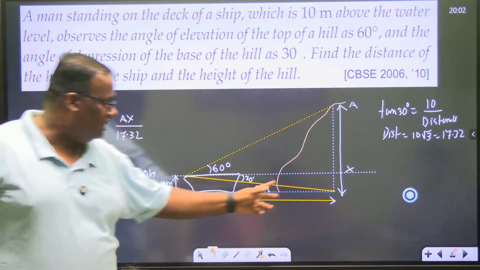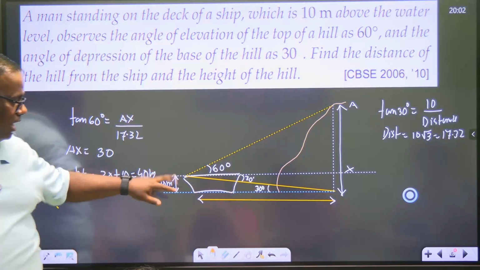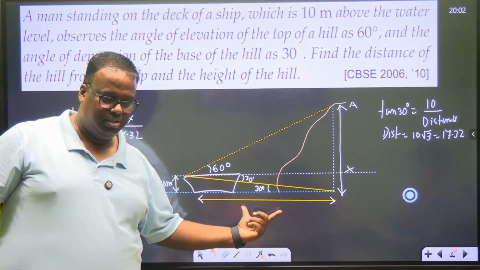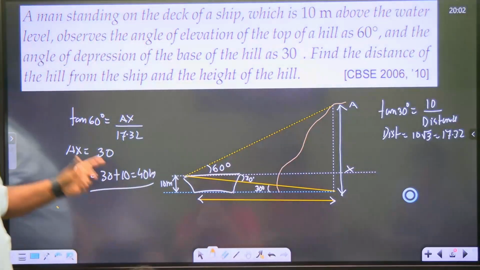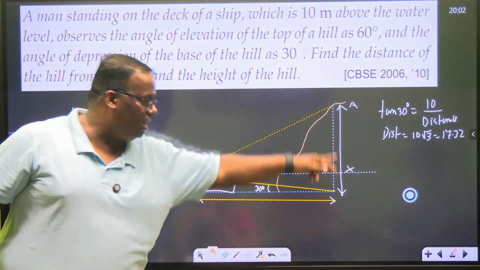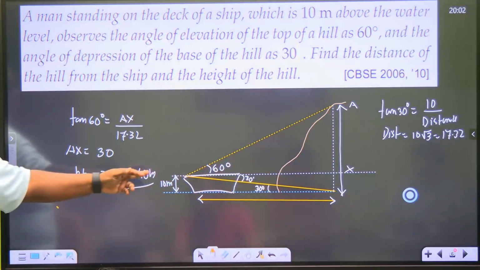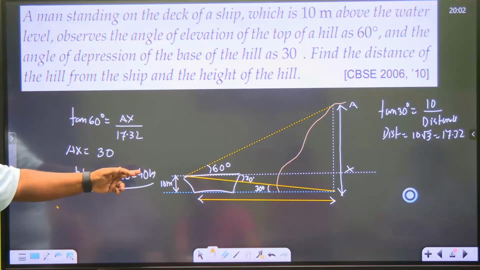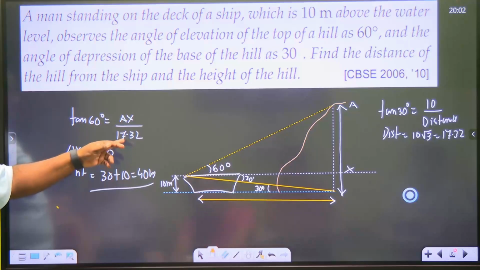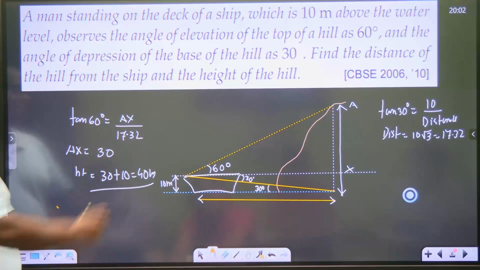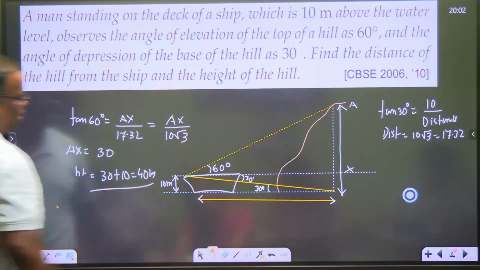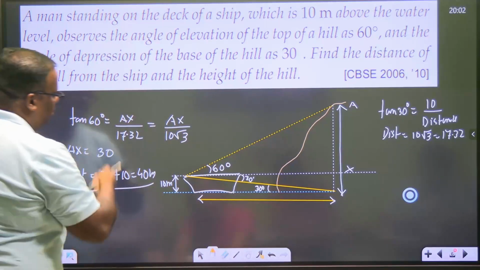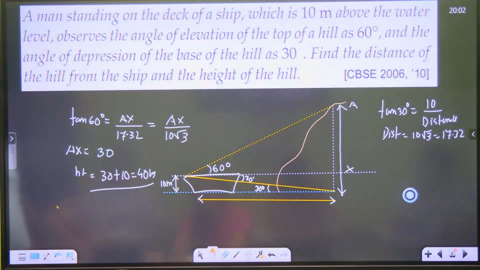If you take tan 30 degrees, you get 10 divided by root 3. Therefore, the distance is 10 root 3. Right? And if you take 60 degrees, then you get AX by 10 root 3. And tan 60 is root 3. Root 3 into root 3 is 3, and 3 into 10 is 30.